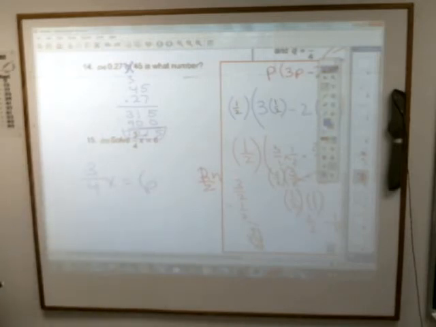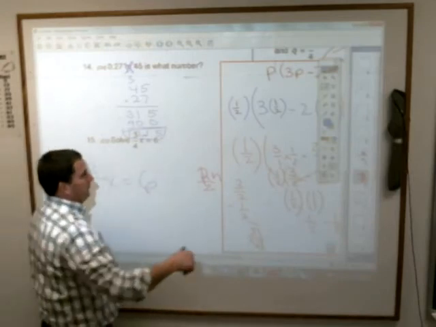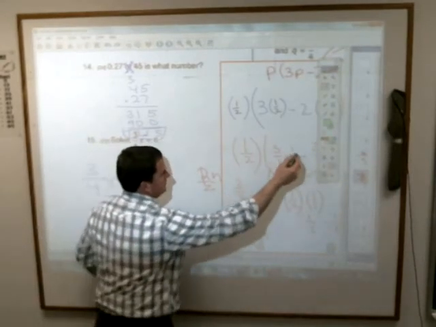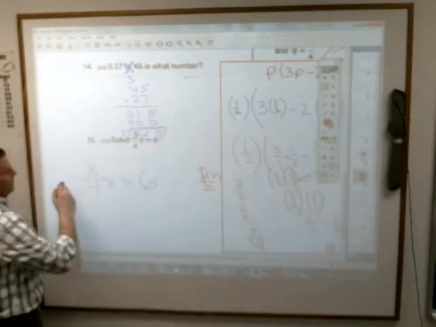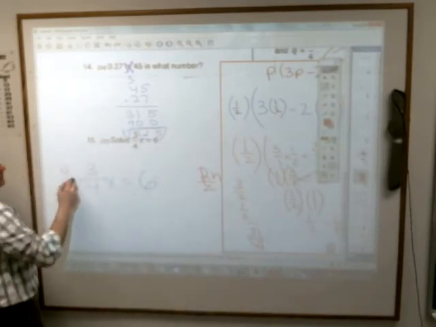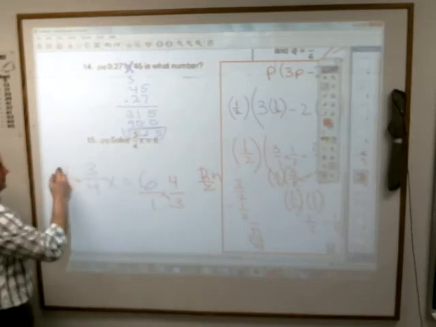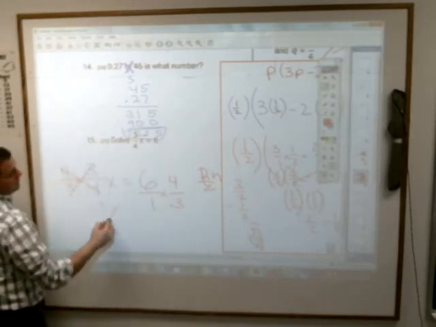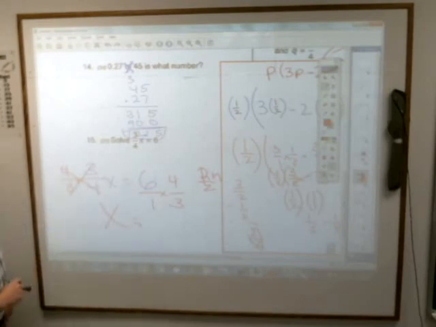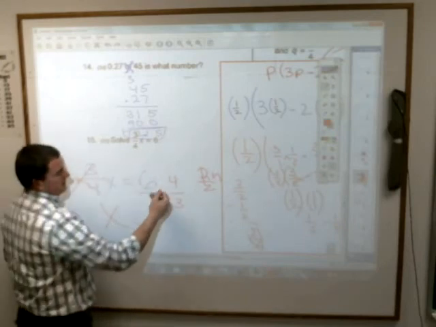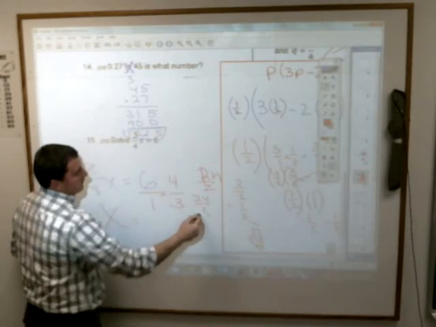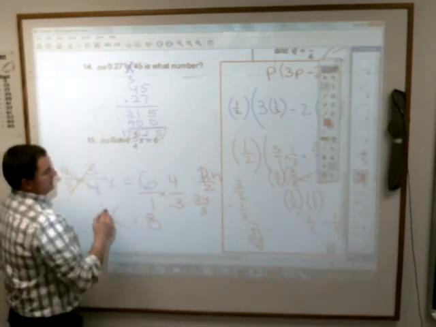Jackson, I'm just going to ask you one question. Anytime you have a fraction in front of a letter and you want to solve it, what do you do? Right, it's just flip and multiply both sides, or multiply by the reciprocal. So this is 4/3, this is 4/3. This cross cancels, so you're left with just the x. You can do this any way you want. 6 times 4 is 24. 24 over 3 is 8.